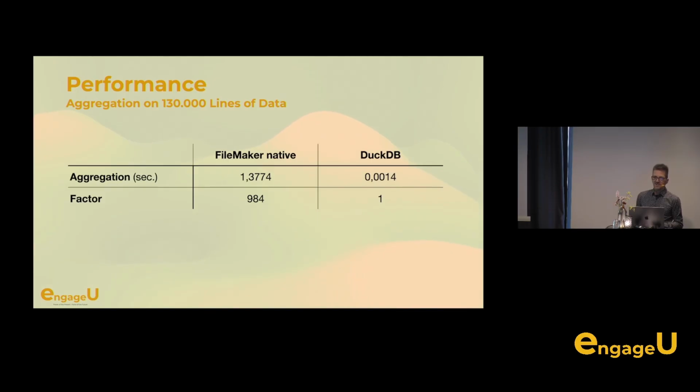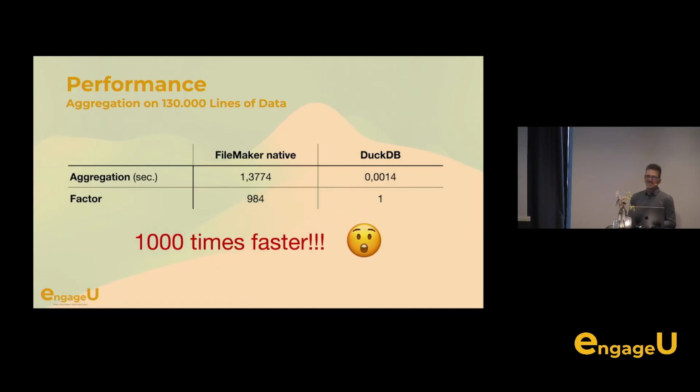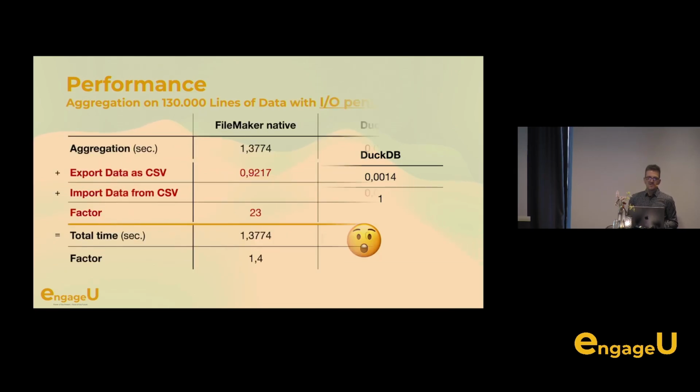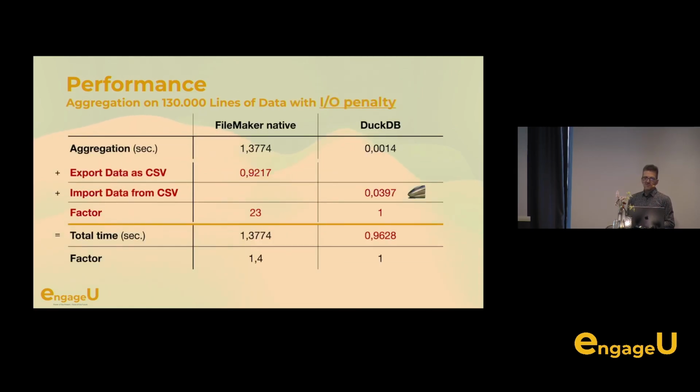But if I tried it in DuckDB, it took just 40 milliseconds. So it's nearly 1,000 times faster than doing it in FileMaker. And that's a very simple scenario. And to be fair, first I had to get this CSV data out of FileMaker to feed it to DuckDB. So we put a penalty on top.